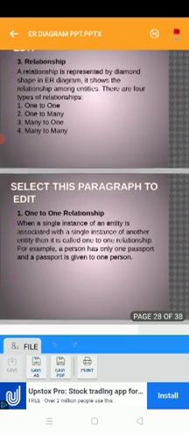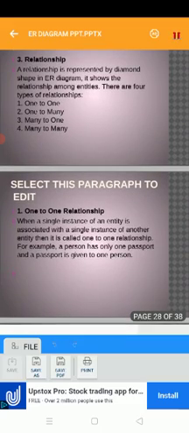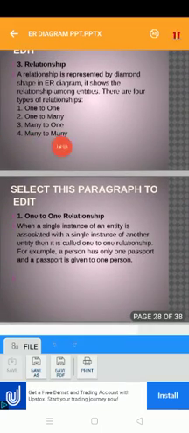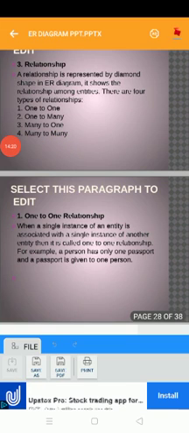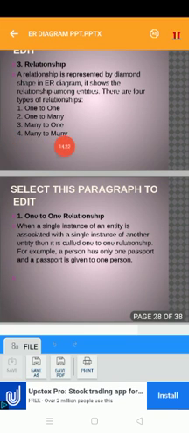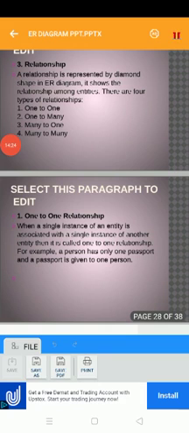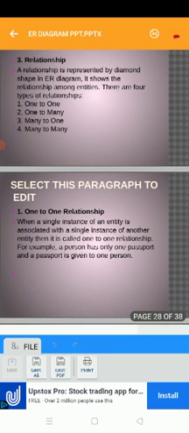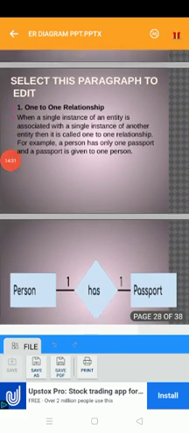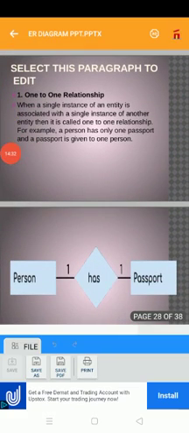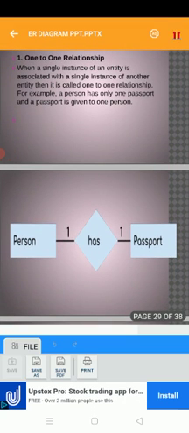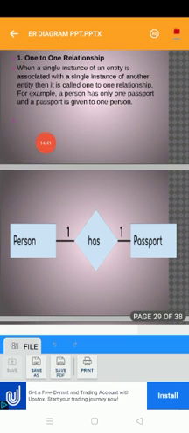One to one relationship. When a single instance of an entity is associated with a single instance of another entity, then it is called a one to one relationship. For example, a person has only one passport and a passport is given to only one person. See this diagram. A person has only one passport. This is an example of a one to one relationship.